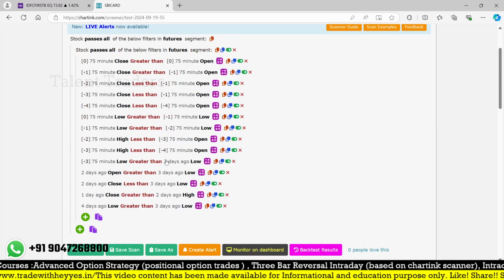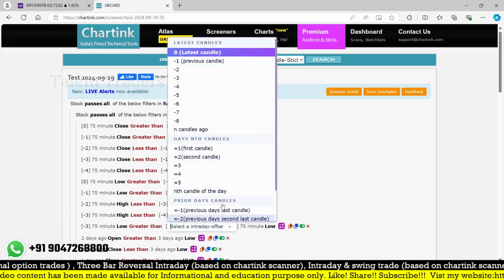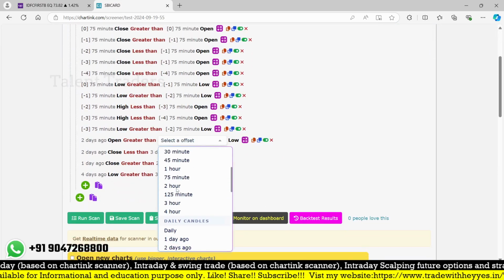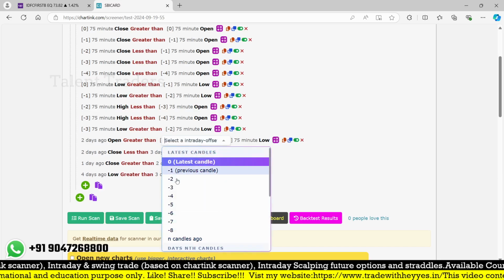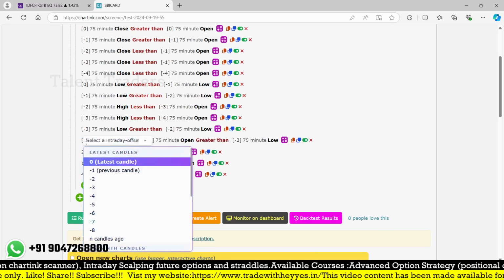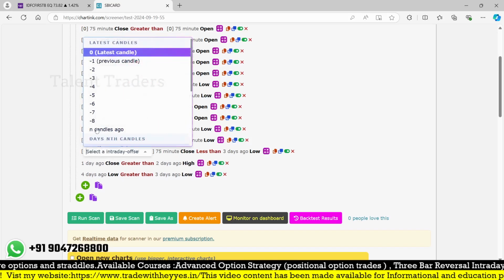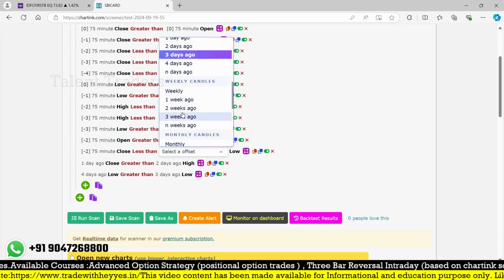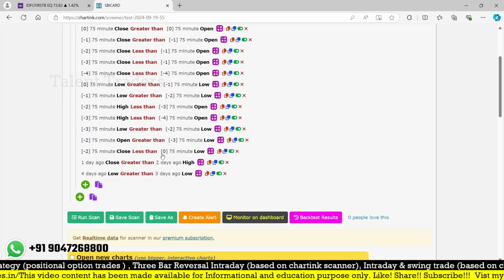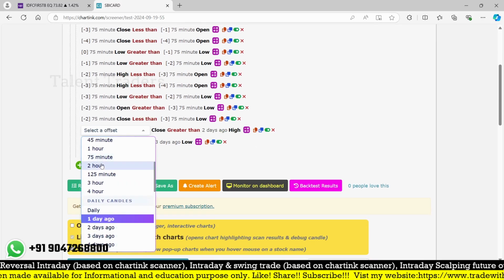This would be -2 now. Let me change it to 75 minutes minus, and then it's 3 days ago minus 375 minutes. Let me check after creating this whether it is working or not, and I hope it will work better. -2, and here also -2, 75 minutes, and -3, 75 minutes while creating the scanner, and here -1.